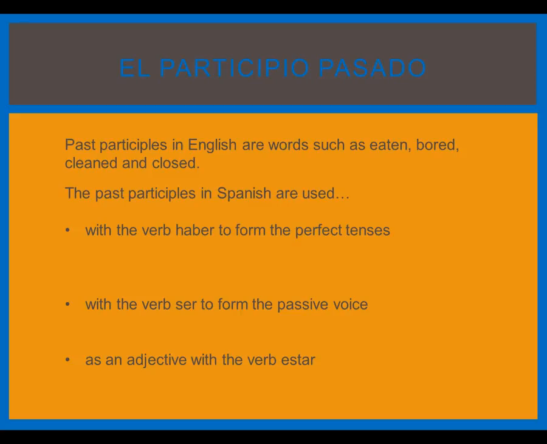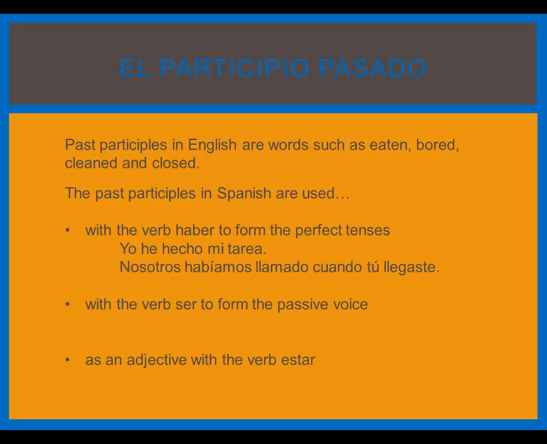In Spanish, the past participles are used in primarily three situations. One of these situations is to use the past participle with the verb haber to form the perfect tenses. Yo he hecho mi tarea is an example of the present perfect tense. This means I have done my homework. Nosotros habíamos llamado cuando tú llegaste is an example of the pluperfect, and that means that we had called when you arrived.